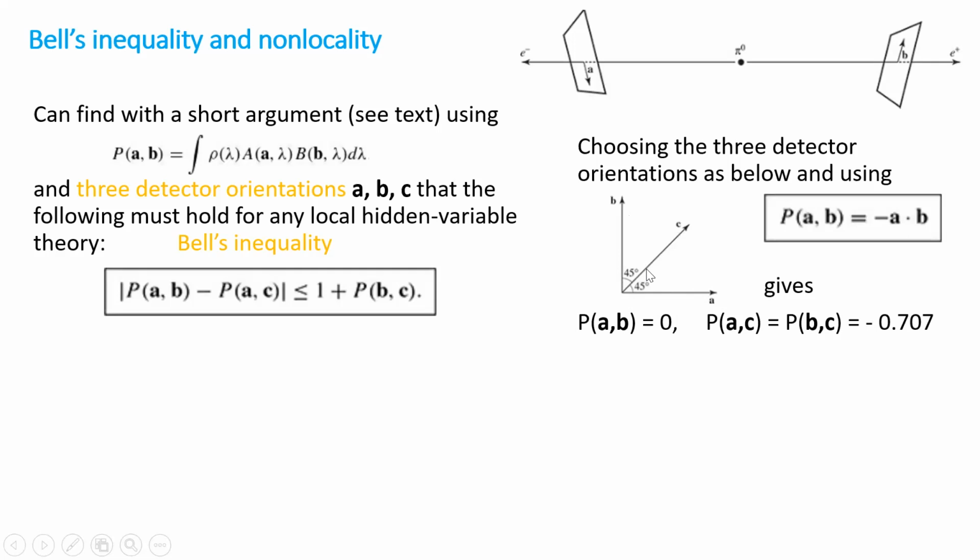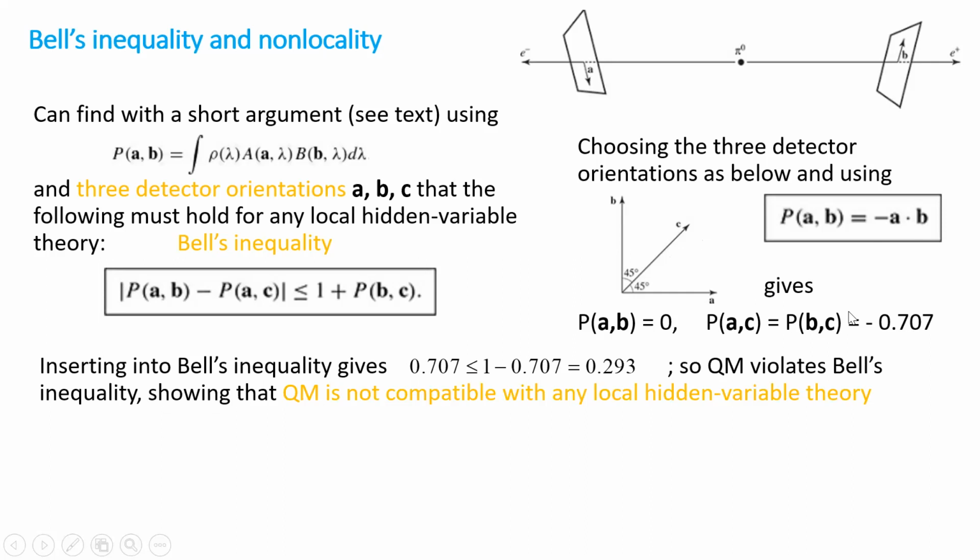Similarly, PBC would be minus the dot product of B dot C, but that's minus square root of 2 over 2 again, since it's a 45-degree angle. So it's also minus 0.707. Okay, so this is the quantum mechanical result for this particular choice of 3 detector orientations that we have here.